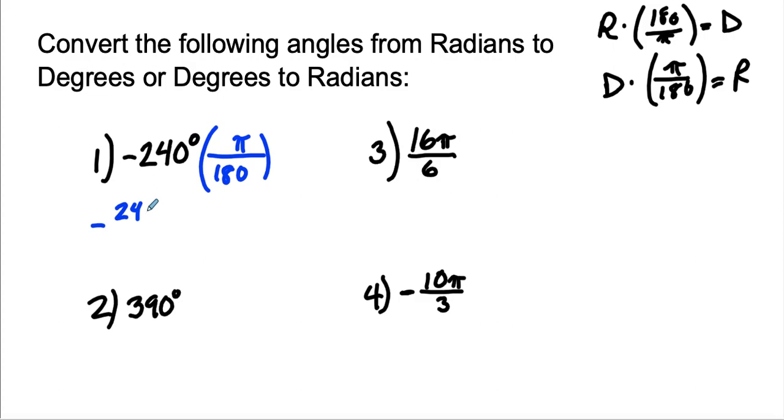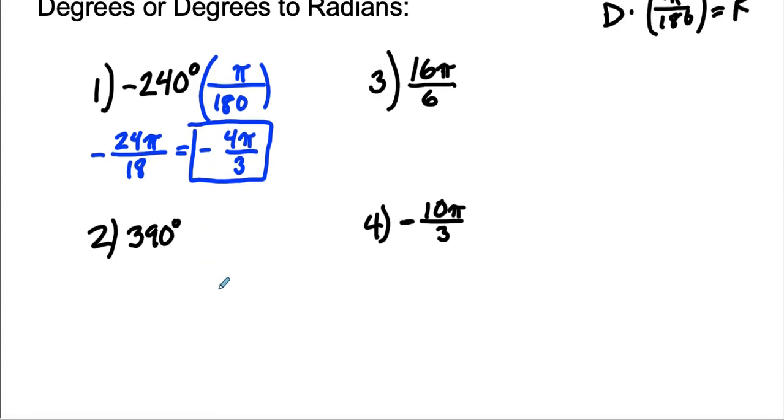So right away I can see I can divide 10 out of both the numerator and denominator, and I have negative 24 over 18. Now, you could divide out 3, but you'll be able to keep going. So if I divide 6 out of both of these, I'm going to have a fraction in lowest terms. So 24 divided by 6 gives me 4, and 18 divided by 6 will give me 3. So you keep the angle negative. If it was negative in degrees, it's got to be negative in radians. And now we have negative 4 pi over 3. Okay, on to the next one.